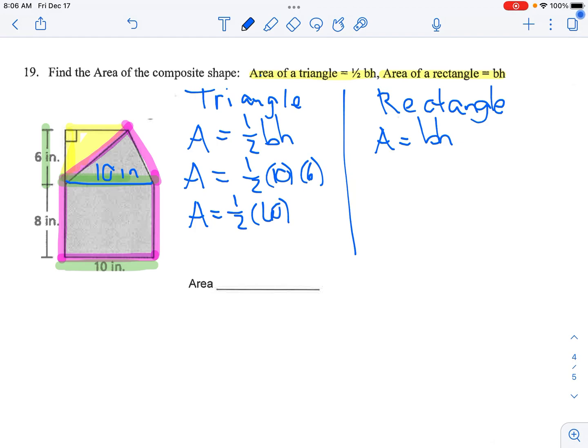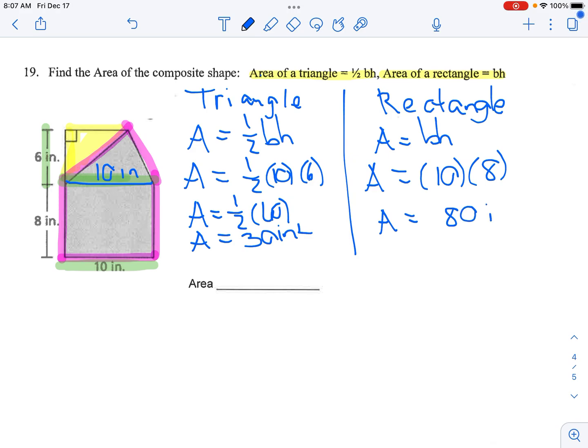Ten times 6 is 60, and half of 60 is 30. So that would be 30 inches squared. The rectangle is clearly labeled 10 for the base and 8 for the height. So that is 80 inches squared.